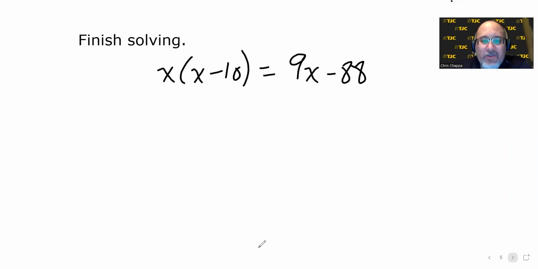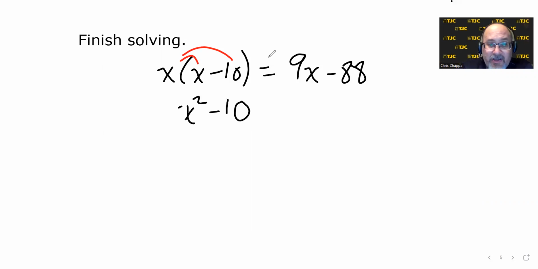Well, if we're going to solve this, the first thing we need to do is get rid of the parentheses because there's an x trapped inside of them. But upon distributing, you'll probably immediately rue the fact that we're about to get a quadratic. x times x is x squared. x times negative 10 is negative 10x. And on the right side, we just have 9x minus 88.